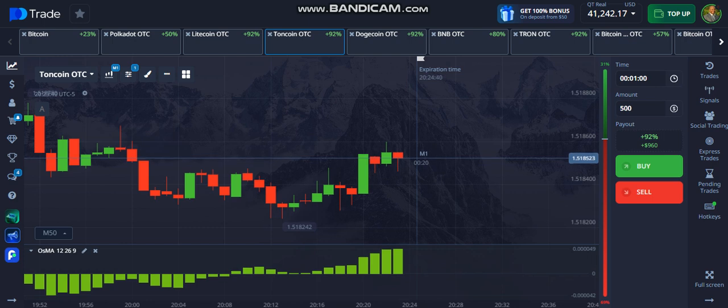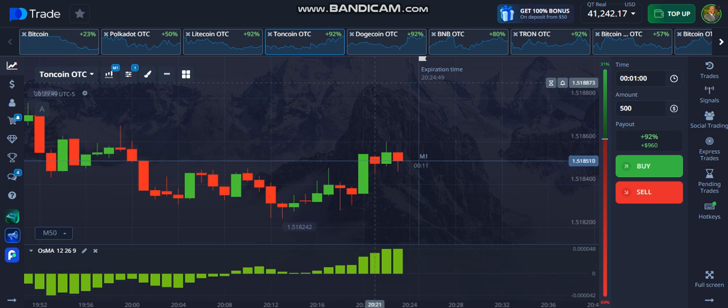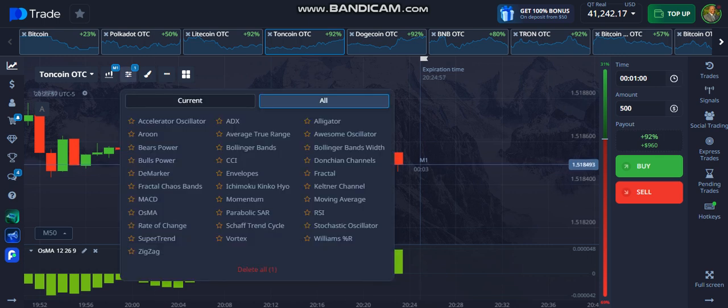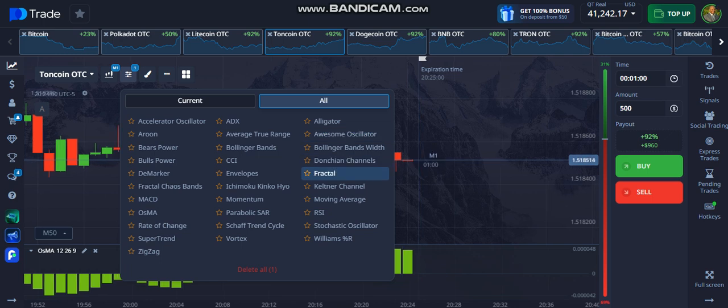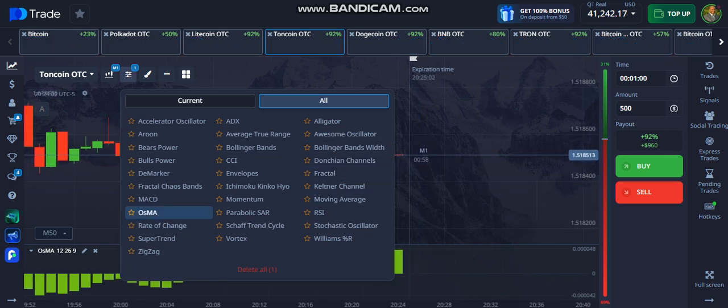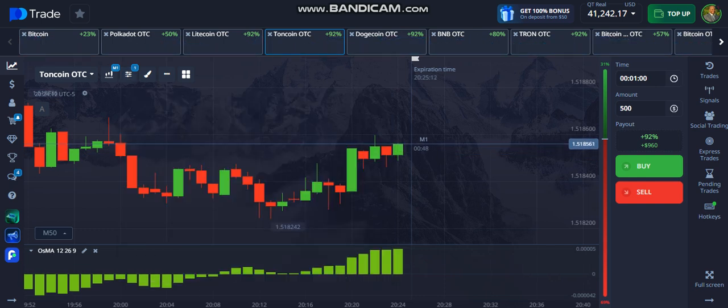So today I'm on the Pocket Option platform and I have my crypto OTCs set up here. So I'm going to be trading some crypto. I'm going to be utilizing one indicator, and if you click on the indicator button here, you'll see I'm going to be trading OsMA. I'm going to be using the OsMA indicator, also known as the oscillator of moving average. Okay, so you click on that once, and this histogram shows up at the bottom of the chart here.